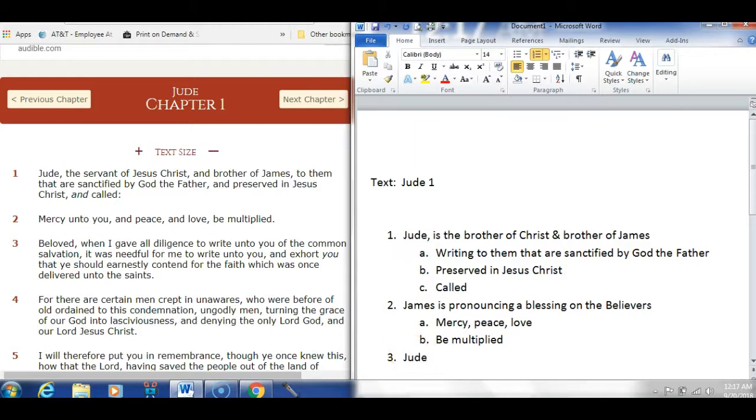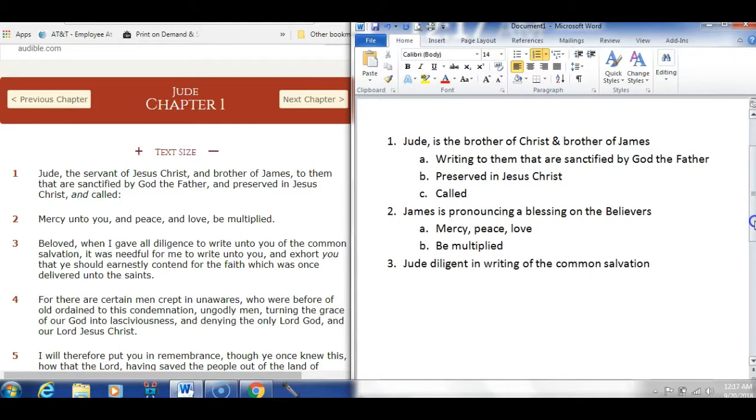Okay, so Jude, if you want to make a sentence or diligent in writing. Of the common salvation. Now, what I would do, what is the common salvation? What does he mean by that? I would investigate that further, maybe look online, or if you have a different translation, see what he means by the common salvation. That's not something we use generally in our conversation, so let's find out what that is.